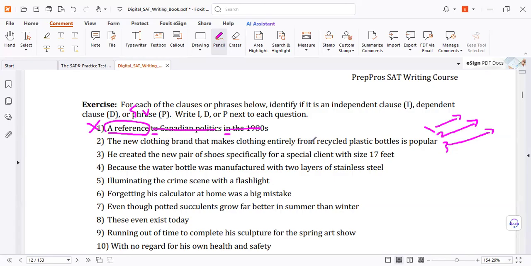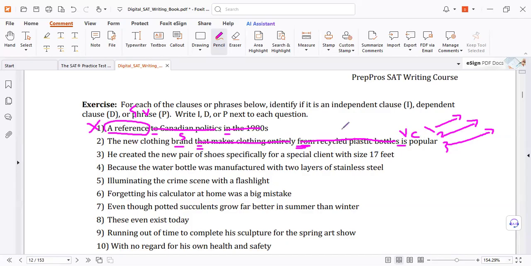Now, we have from recycled plastic bottles, a preposition phrase. I know it from the preposition. Here we have a relative clause, that makes, the clause entirely. So I delete the relative clauses, I delete the phrases. What is left? The new clothing brand is. So we have a verb, we have a subject, and then we have complements. Complements are everything in the sentence except subject and verb.